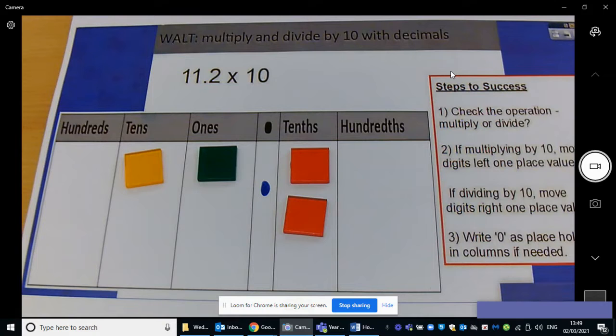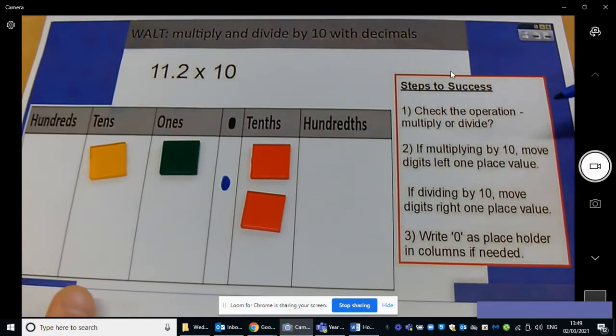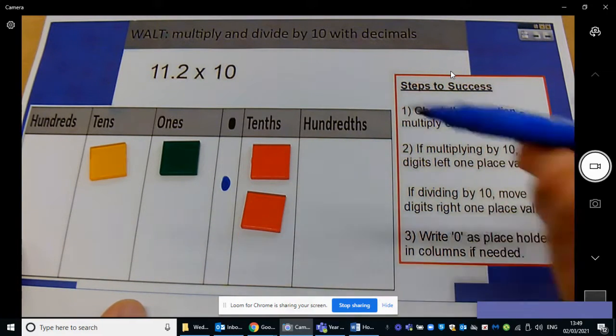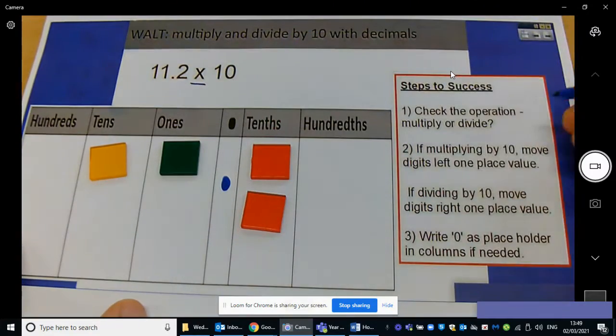So, looking at our steps to success, the first thing we've got to do is check the operation. Now, this is really important. Is it multiply or is it divide? So we can see here, it is multiply, and it's going to make a big difference. So it's important you always remember this first step, however basic it seems. So we're going to be multiplying. Then, sort of like yesterday, step 2 splits into 2 parts depending on whether we're multiplying or dividing. We are going to be multiplying, as we know. So if we're multiplying by 10, move the digits left 1 place value.